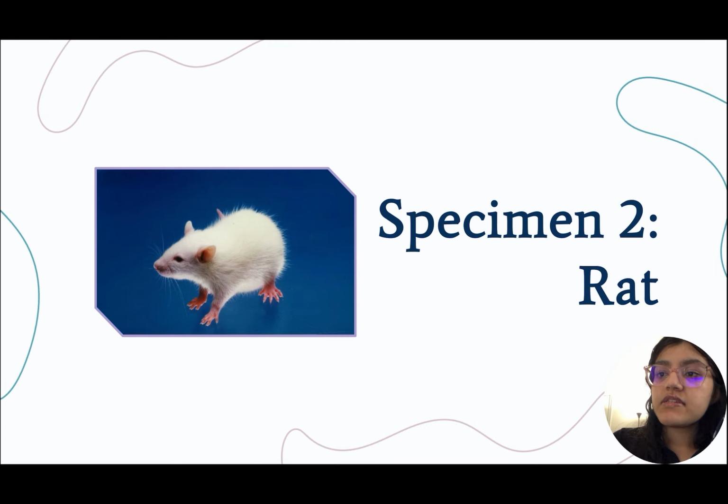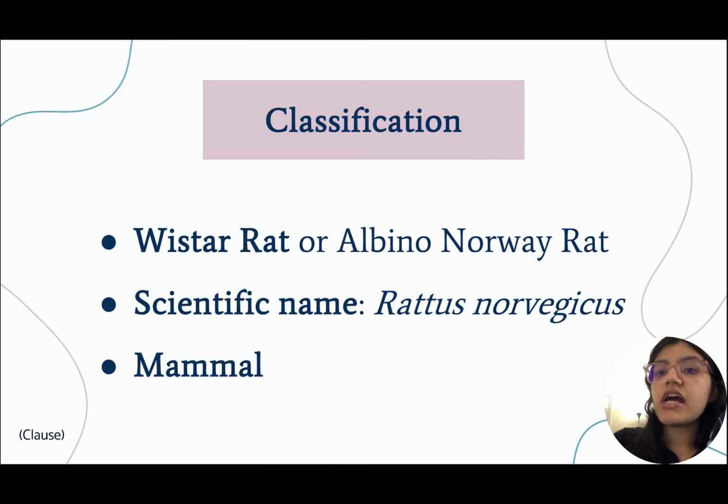Our next specimen is the rat. To classify our rat, it is a Wistar rat or an albino Norway rat. It gets its name Wistar because of the company named Wistar that set the precedent of using the albino Norway rat as a lab rat in experiments. Its scientific name is Rattus norvegicus and it is a mammal.